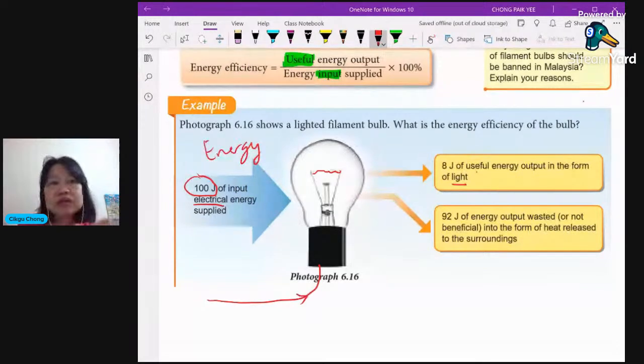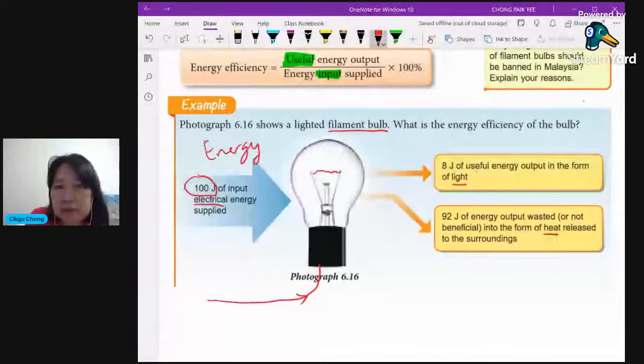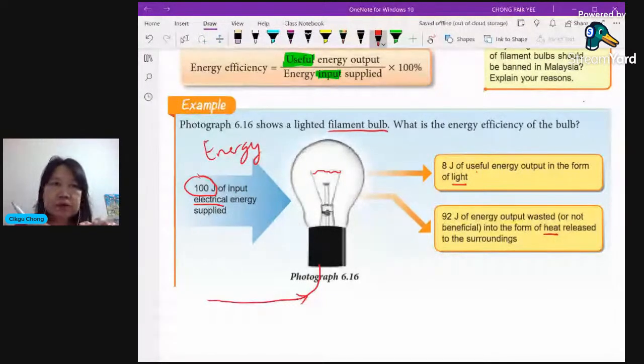So if I want heat, I will be buying a radiator to produce heat for the room. Usually a bulb not only produces light, it also produces heat. Why? Because this is a filament bulb. A filament bulb has a special wire inside, called tungsten.